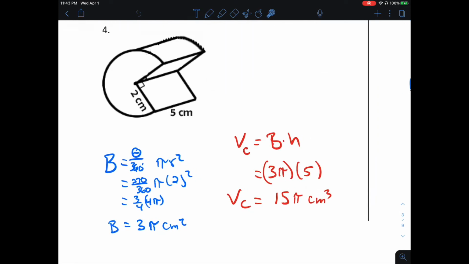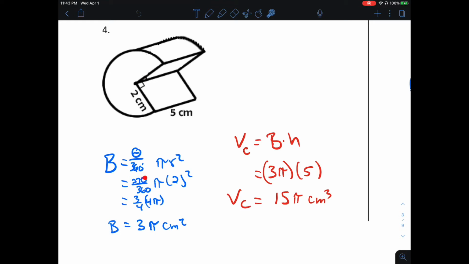Number 4, this is like a part of a cylinder here. So it's still the area of the base times the height. So this base is part of a circle. So how do you find the area of a part of a circle? Well, you take the entire circle, pi r squared, times the fractional part that you want, which is the angle that you have here. 360 all the way around.